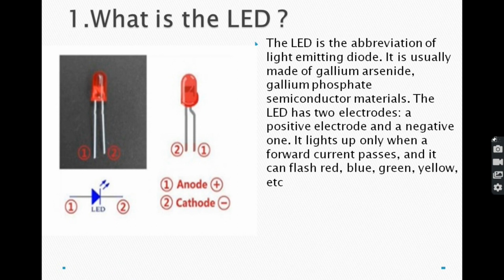What is an LED? As you have heard about LED in the previous lesson, LED stands for light emitting diode. It has two pins, one is the anode and the other is the cathode. Anode is positive and cathode is negative. As you can see in the symbol here, an LED emits light.